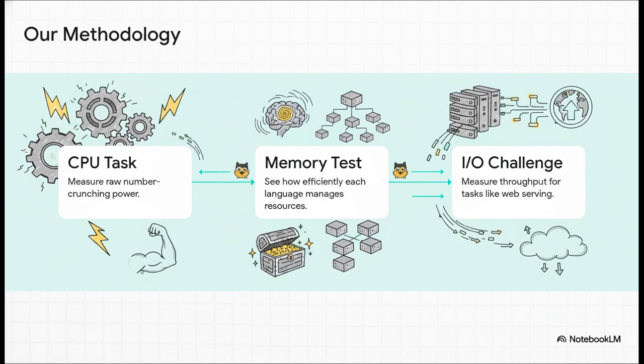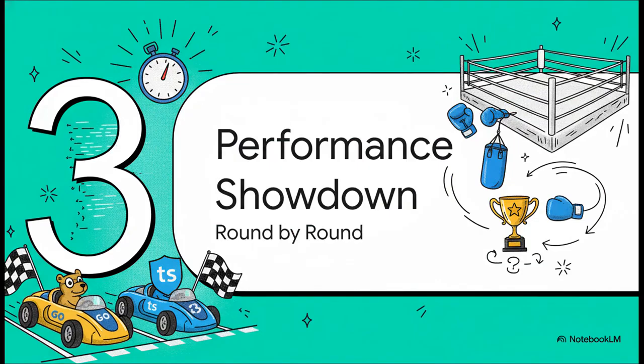Our gauntlet today is going to have 3 distinct rounds. First up, a CPU-intensive task. This is all about raw number crunching power. Then, for round 2, we've got a memory allocation test to see which language manages its resources more efficiently. And finally, an I/O throughput challenge. This one is absolutely crucial for things like web servers. 3 rounds, 3 different tests of strength. All right, the rules are set. The contenders are ready. Let's get to the main event, the performance showdown, round by round.